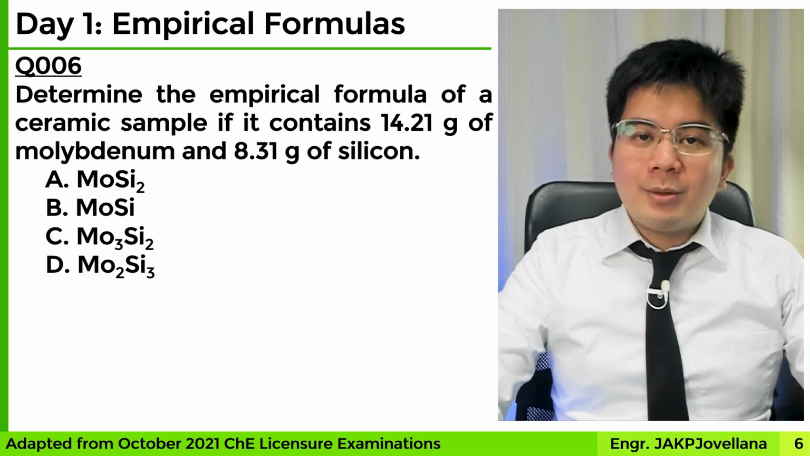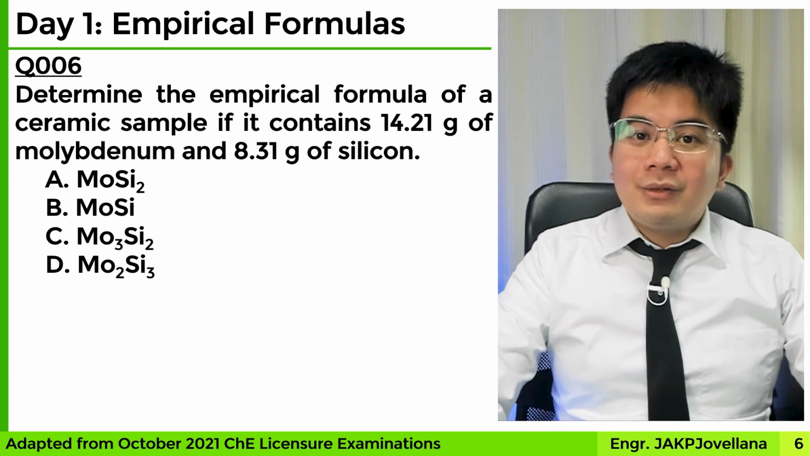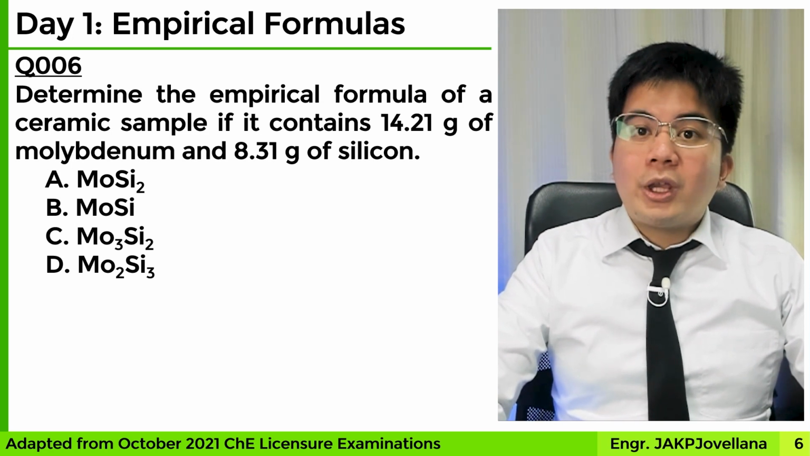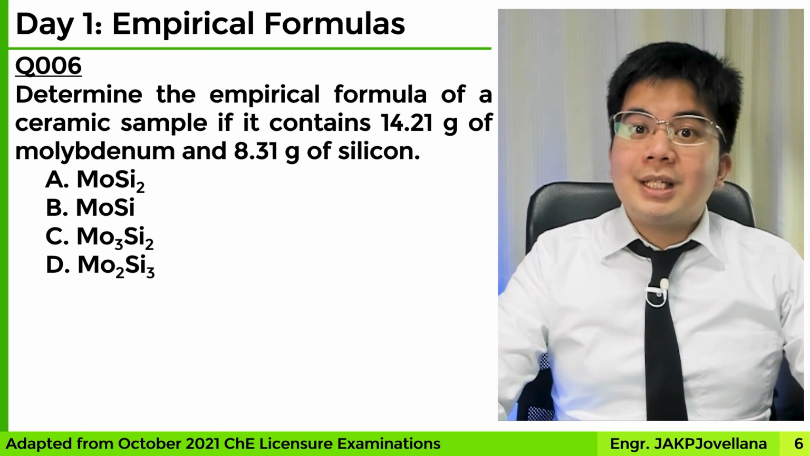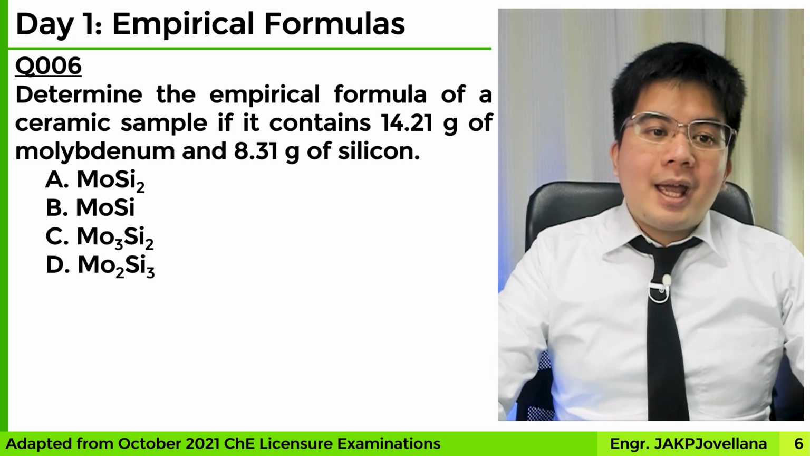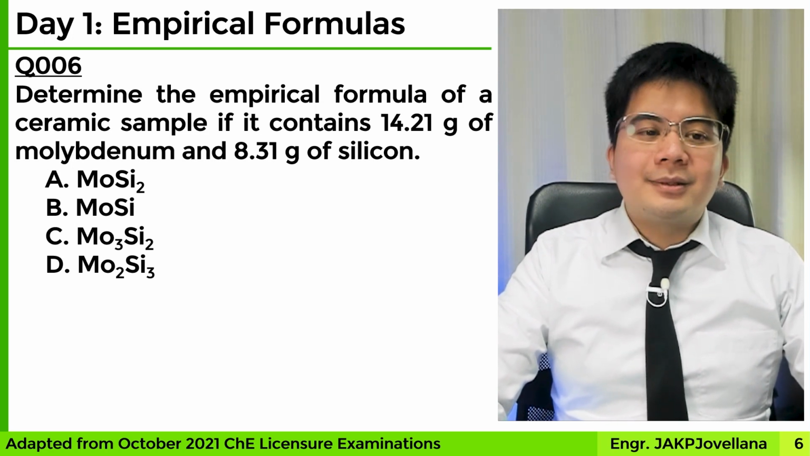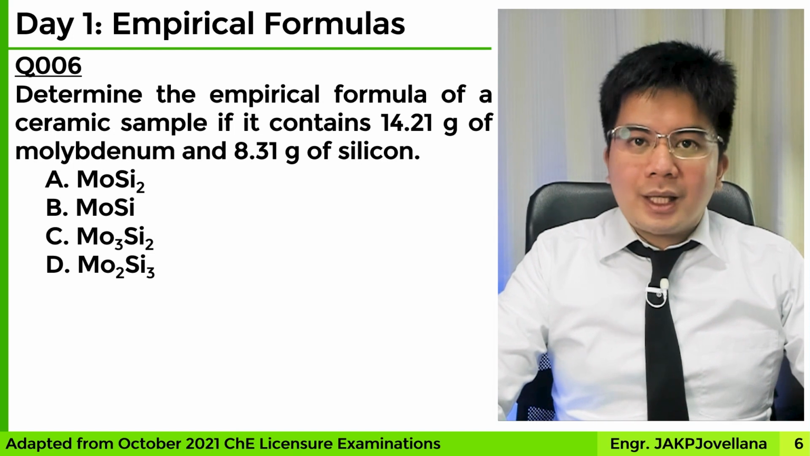So for our last problem, question number 6, determine the empirical formula of a ceramic sample if it contains 14.21 grams of molybdenum and 8.31 grams of silicon. Letter A, MoSi2. Letter B, MoSi. Letter C, Mo3Si2. Letter D, Mo2Si3.